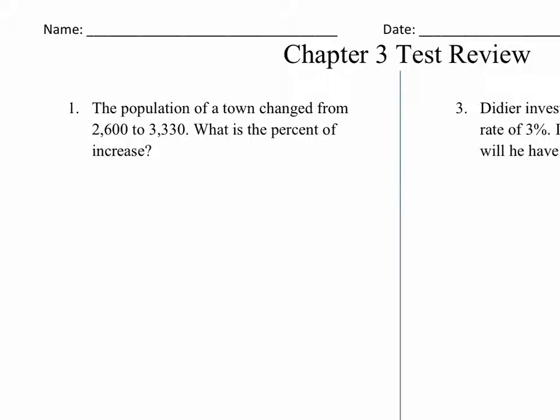To find this, we have to solve for the change that happened to the town from the two different amounts. So you have to find the change and put it over the original. And to get the percent, you set it equal to x, which is your percent, over 100.